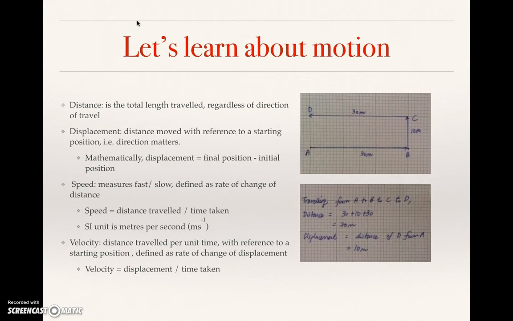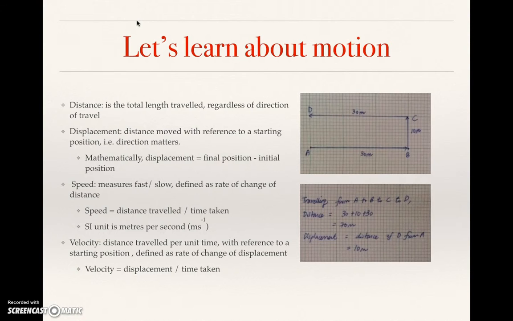Let's get started with the basic concepts. What is distance? Distance is the total length traveled, regardless of direction of travel. If you look at the chart from the right, moving from A to B to C to D, the total distance traveled is 30 plus 10 plus 30, which is 70 meters. Distance is hence a scalar quantity. A scalar quantity is concerned only with magnitude.